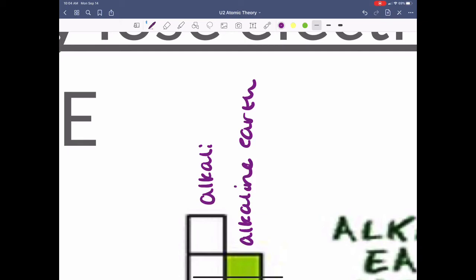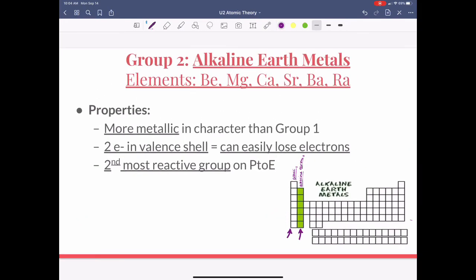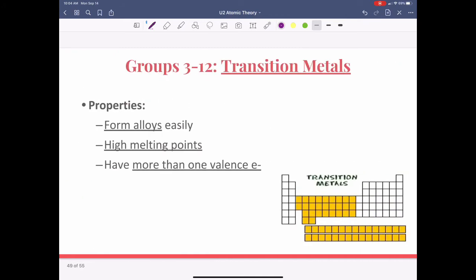All right, group 1 has 1 word and group 2 is 2 words. So you've got your alkali, 1 word is group 1, and alkaline earth, 2 words, group 2. All right, so that's one way to help remember the names of those 2 groups. Then we have groups 3 through 12. Those are our transition metals.